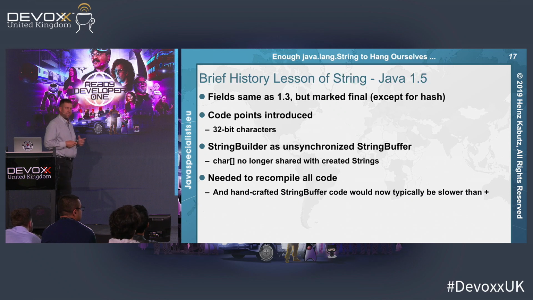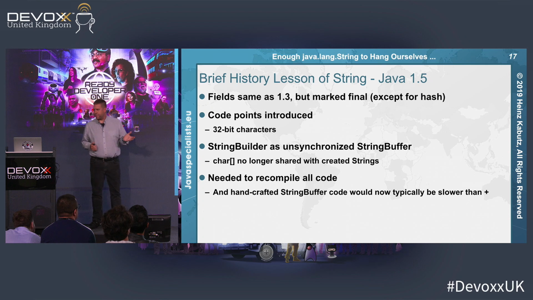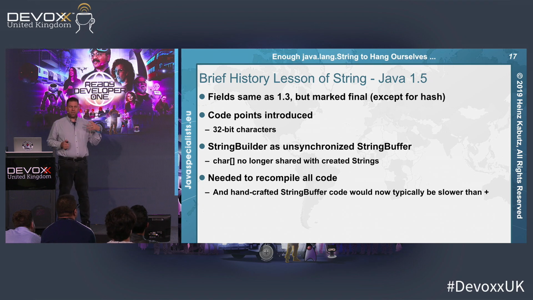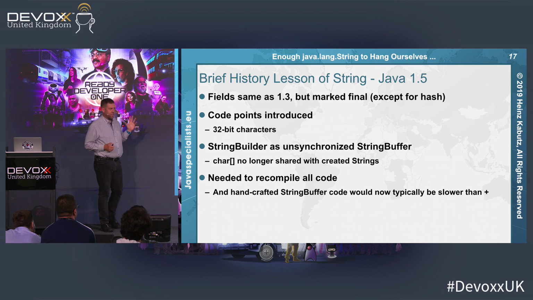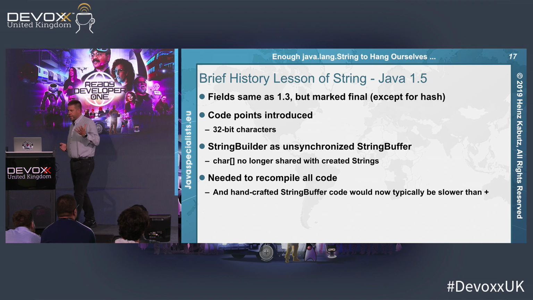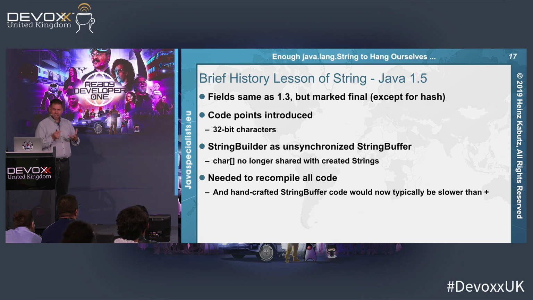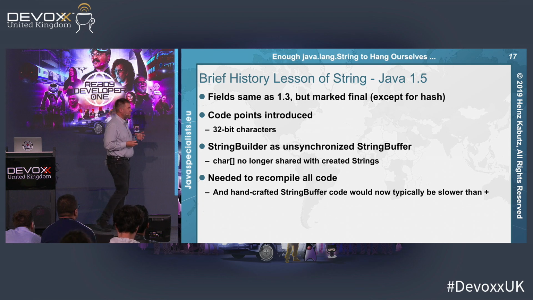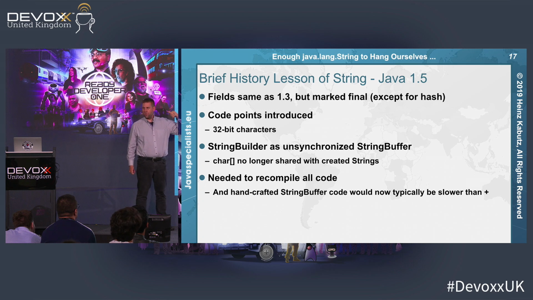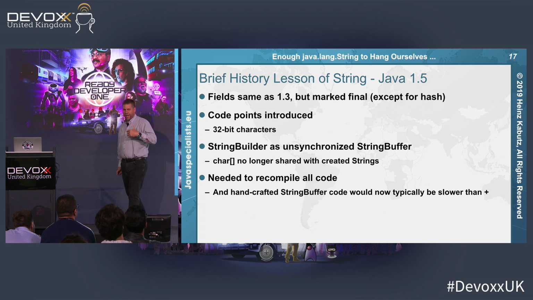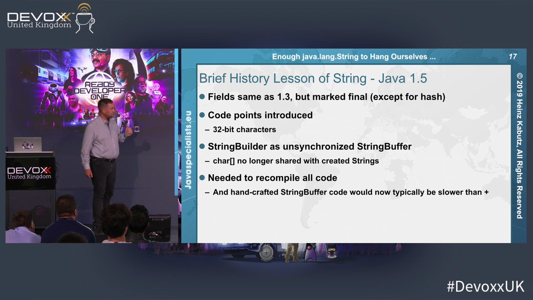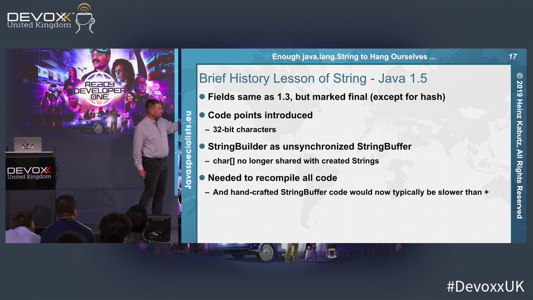In Java 5, the fields were the same as 1.3, but they made them final, except for hash, of course. They also had code points where you could have 32-bit characters rather than just 16-bit characters to support the new Unicode. And they did something which was quite funny. They actually added a class to support the case where you don't need synchronization. You see, StringBuffer was like a Vector of type char, and the synchronization most of the time wasn't necessary. You didn't actually need it because most of the time when you're adding strings together, it's within one method anyway.